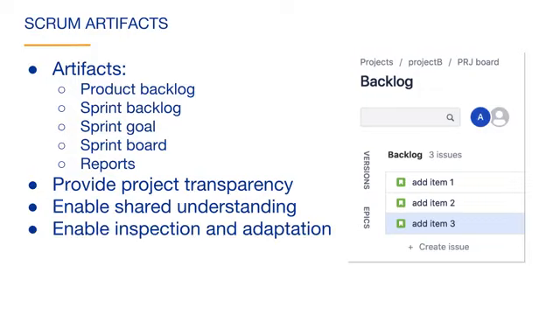Anyone with proper access can use the artifacts to see the current state of the project, including the project's history and future plans. This enables the team to have a shared understanding of the project so that everybody is on the same page. The Scrum artifacts are used to enable inspection and adaptation, both inside and outside of Scrum meetings.